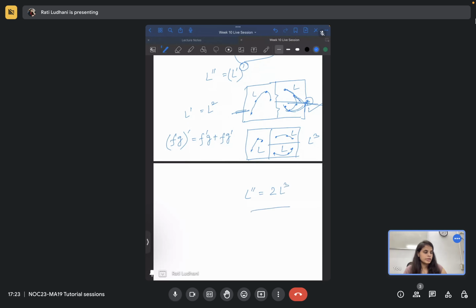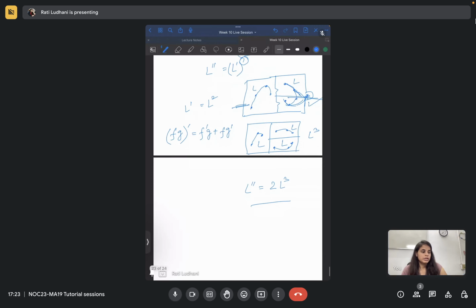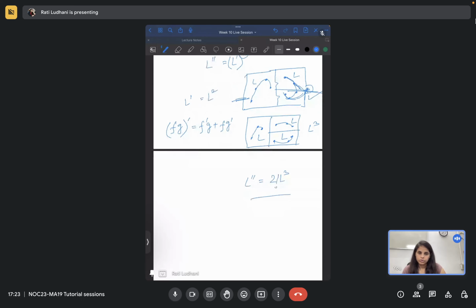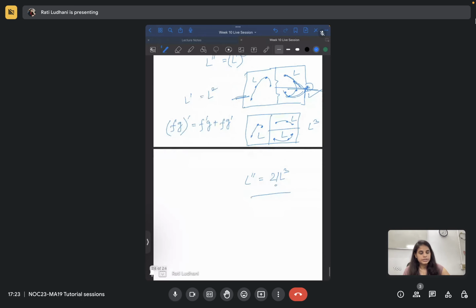Is that clear how we are getting 2? Yes, ma'am. So now if you want to keep it as 2 factorial, now you have three parts, right? 2 is already there. Now you are talking about the third one. So you have 2 factorial L cube and you do the dash here. So 2 factorial, you can take it common. Now this is your L cube.